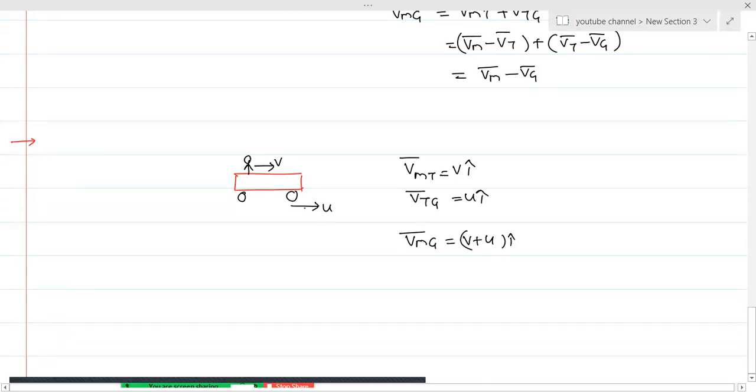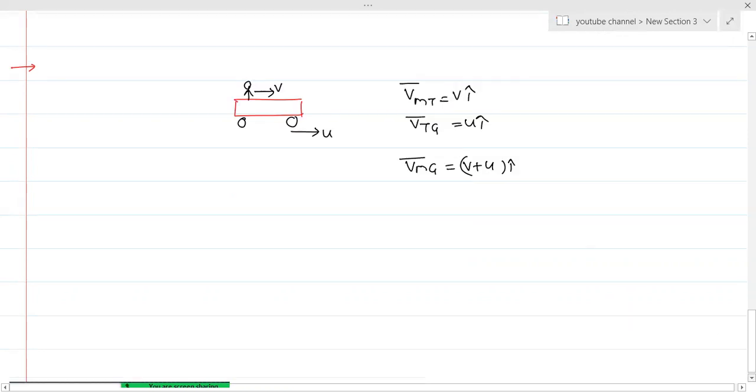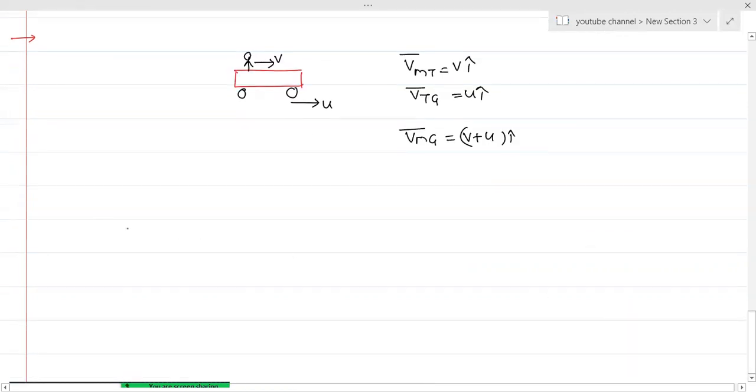Because this is the dependency case, we will take the opposite result of the normal case. So in the general case, if both the bodies are moving in the same direction, we will take it as minus. But in this special case, we will take it as plus.